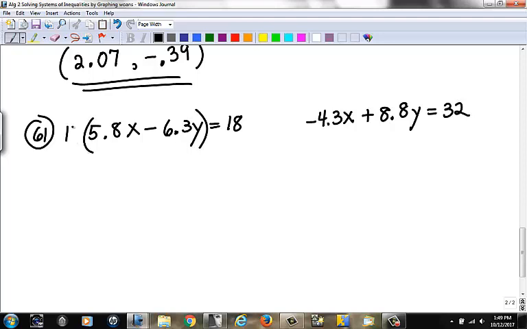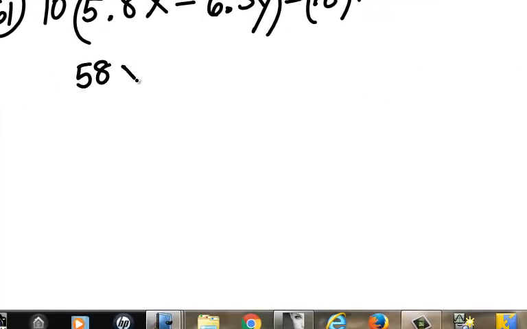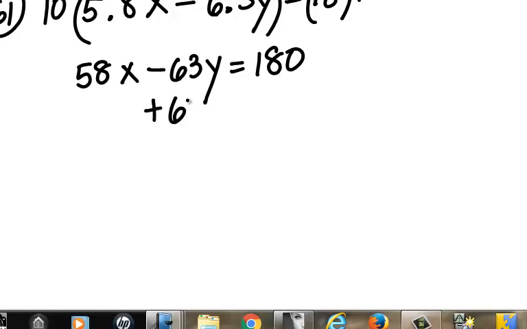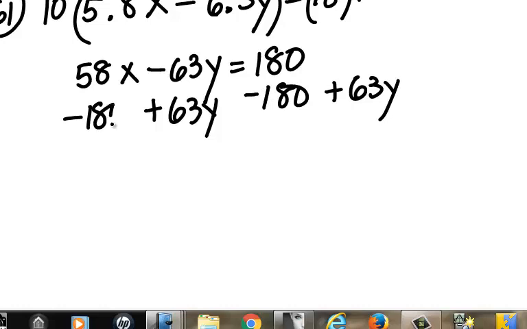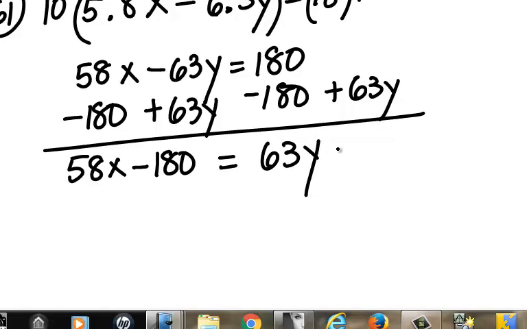So on this one, let's multiply by 10 because we have one decimal place. So we'd have 58x minus 63y equals 180. And I'm going to bring the y over to this side. Add 63y, and I'm going to subtract 180 over to this side. And I get 58x minus 180 equals 63y. Let me stop there. Do you agree with my arithmetic?